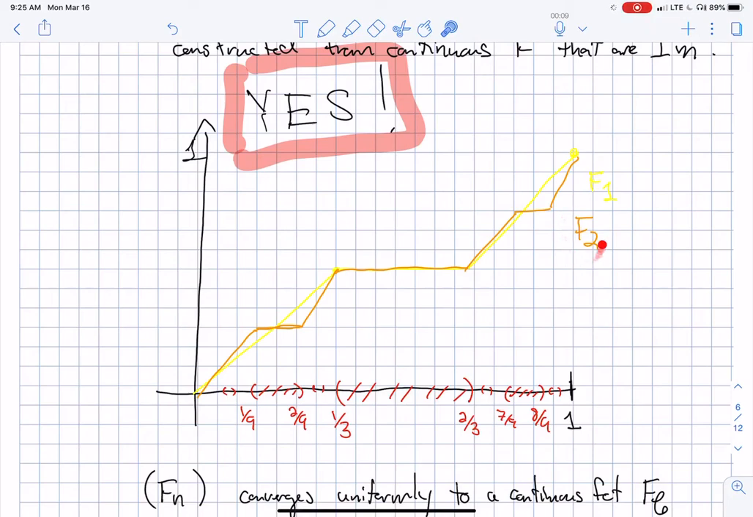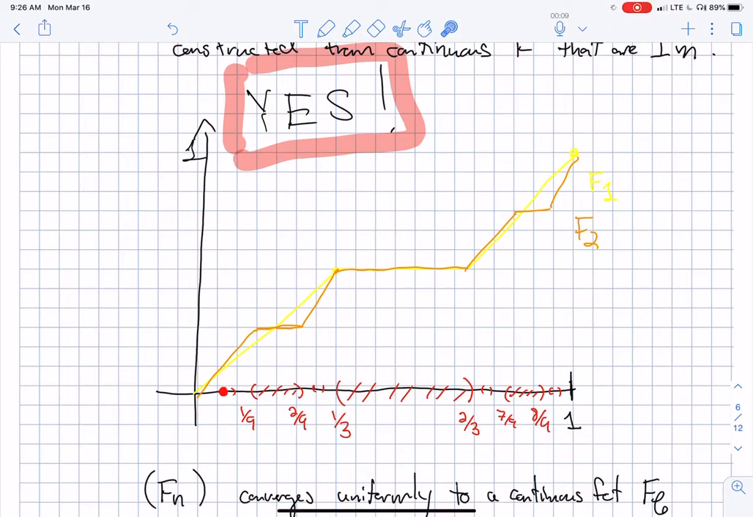Then in the second step, I keep that part, but I remove the middle third of the intervals that remained. So that's also in the complement of the Cantor set. Now what's my function? I make it constant on the complement of the Cantor set, and then linear on the Cantor set. So it looks like this. And you go on like this.